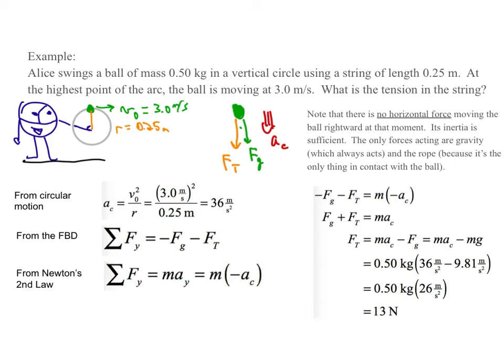So we say that F net equals F net, or these guys equal this. We notice the minus sign cancels out the way we would have expected. We could have taken the downward to be positive, and then we would never have had those minus signs. Doesn't matter. And then we can solve for the tension. The tension would be ma_c minus Fg, and when you grind out all the numbers, it's about 13 newtons.